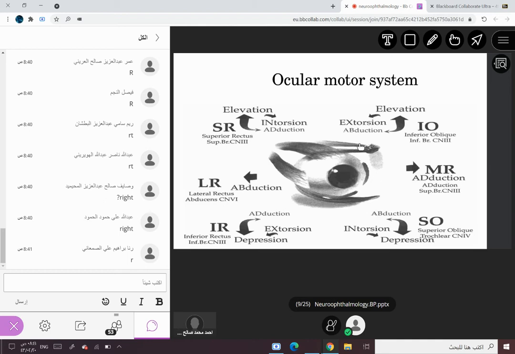which one is this? This is superior oblique. Excellent. And this is inferior oblique. But only to clarify the action, we put the inferior oblique here in this schematic picture, and the superior oblique here.